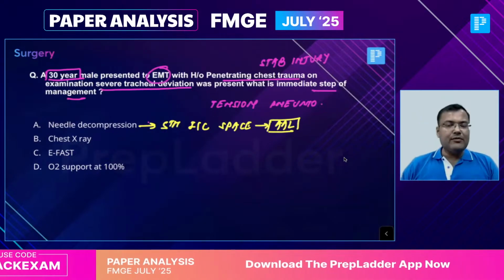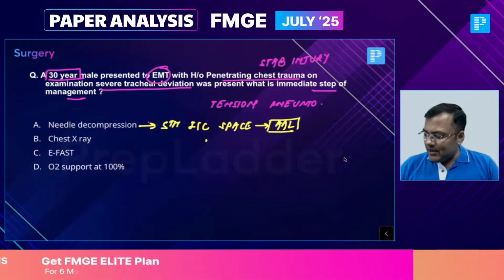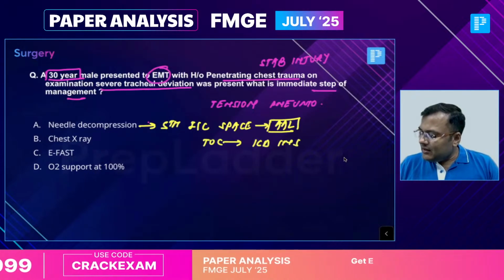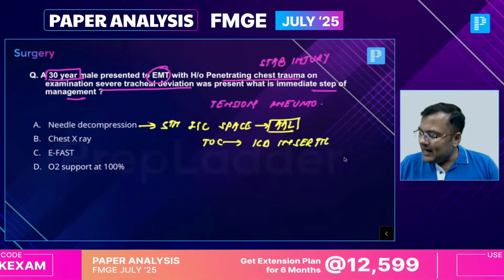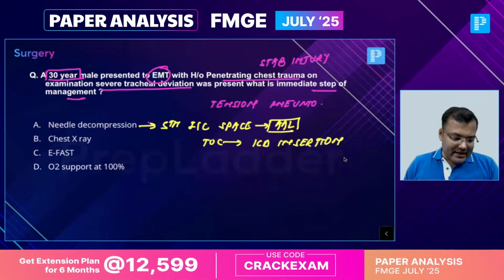And what is the treatment of choice? You know, we have to insert the chest tube. ICD insertion. तो treatment of choice क्या है? Treatment of choice is ICD insertion. The insertion site is same. कहाँ insert करेंगे? Fifth intercostal space in anterior axillary line.